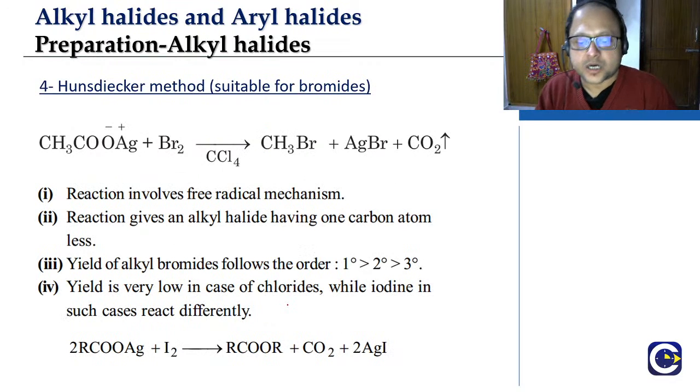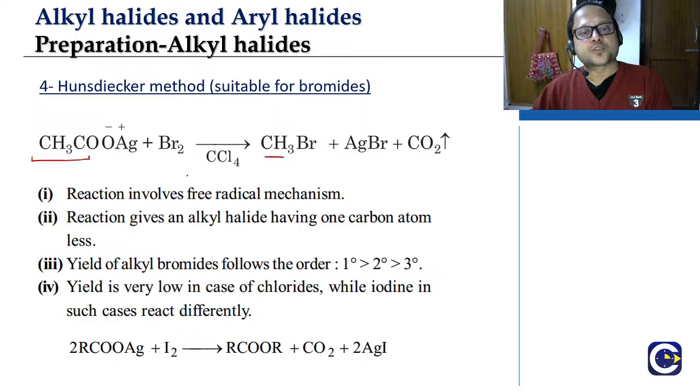Last one is the Hunsdiecker reaction. How do we go for the Hunsdiecker reaction? It's a very interesting reaction, and it is also a step down reaction. Why step down? You can see that initially you have 2 carbons, but you end up getting 1 carbon only. So you take the silver salt of the respective carboxylic acid.